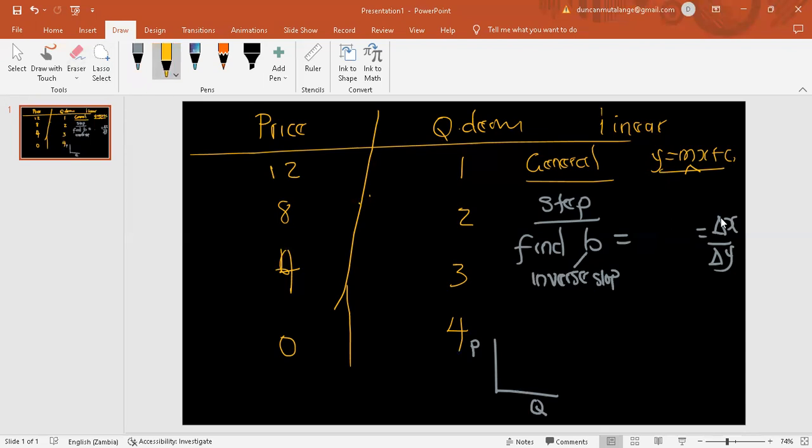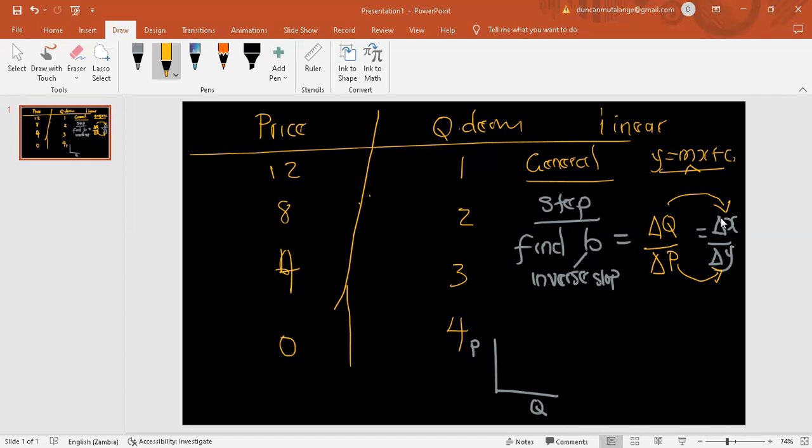So you can see from here, what is in our x-axis? It is quantity. What is in our y-axis? It is price. So therefore, to find this, we need to find the change in Q over the change in P, which is in the y-axis. So P is in the y-axis and Q is in the x-axis. We're finding the inverse slope, so it's change in Q over change in P right there. I hope that is okay.